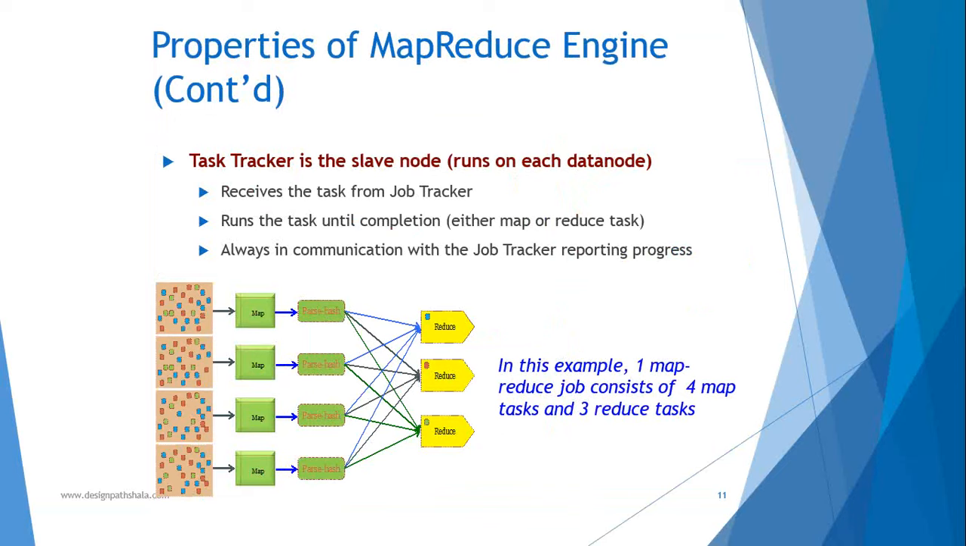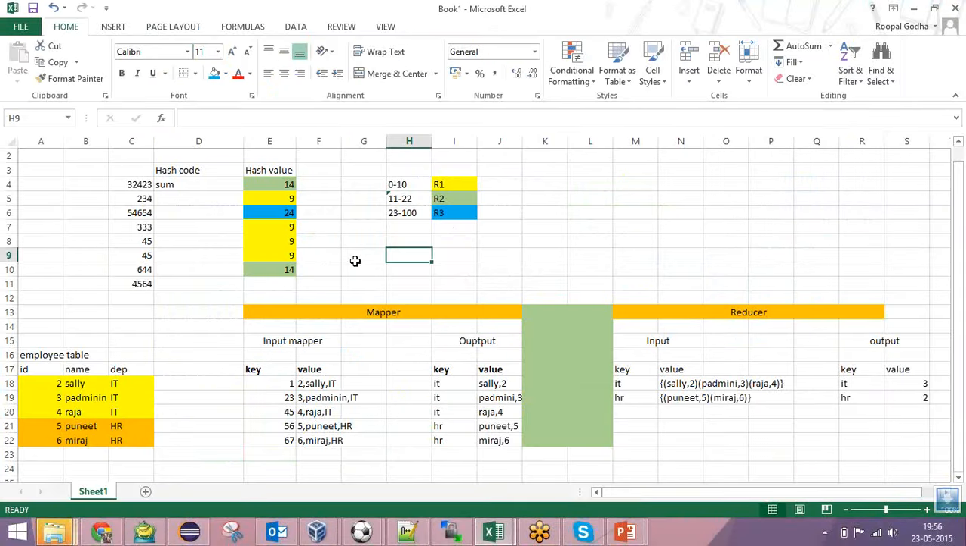Because I'm correlating and simulating the picture of job tracker and task tracker. So where does the mapper and reducer lie then? Okay, so let me go to the Excel part again. I'll also explain the split while I'm going to the Excel sheet.